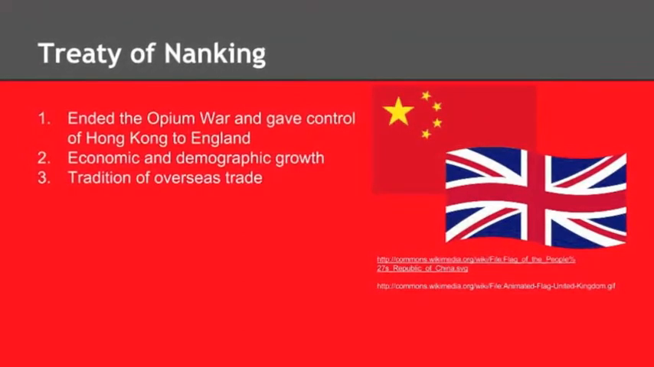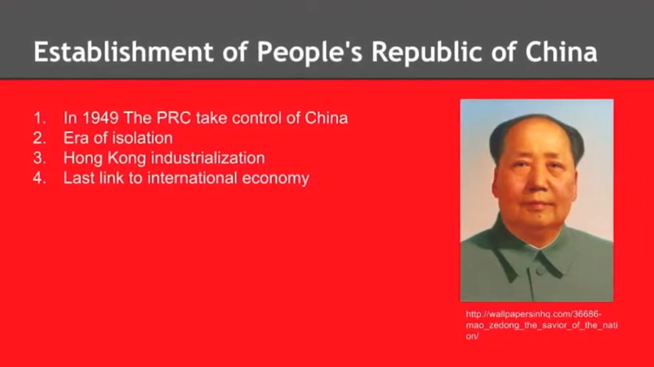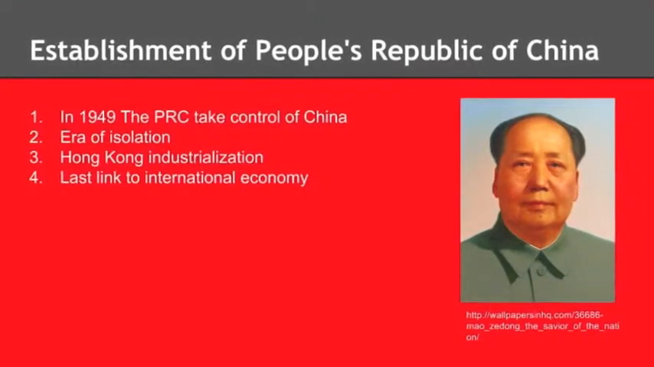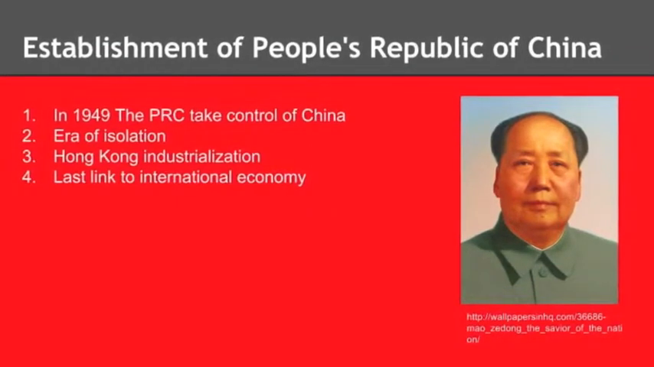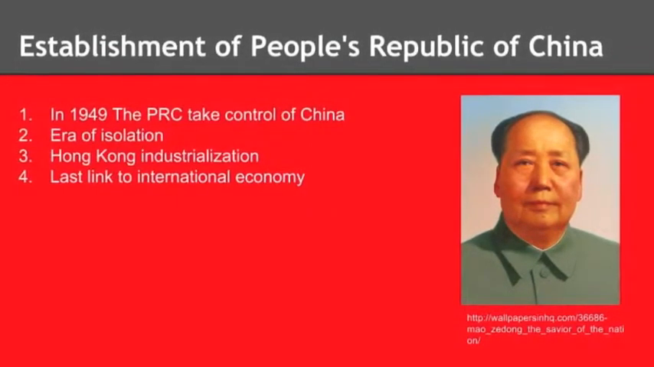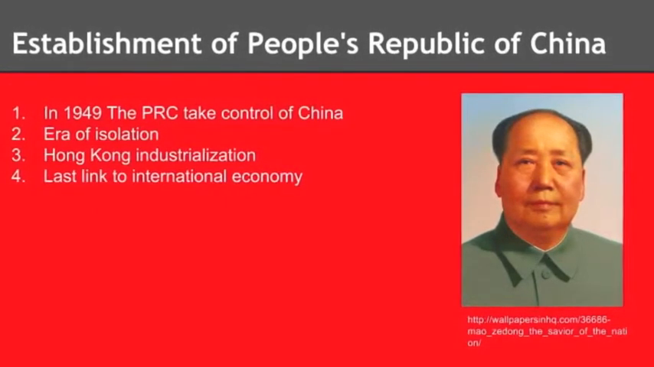The People's Republic of China took control of China from the Kuomintang in 1949. The PRC began an era of isolation from the West. This made China heavily reliant on goods from Hong Kong. This reliance promoted the trade industry in Hong Kong and allowed it to begin industrialization.